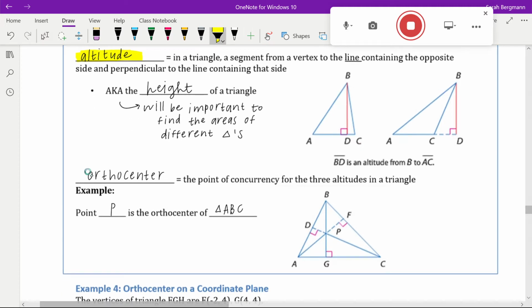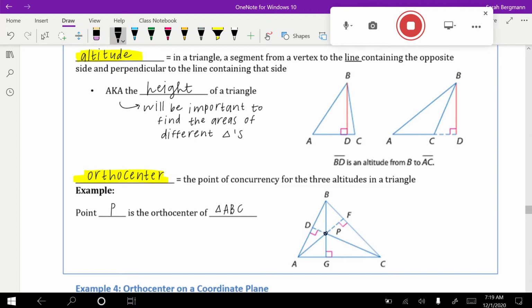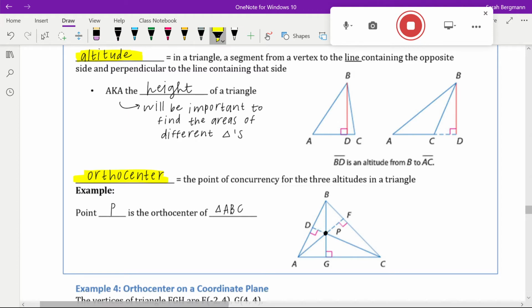You also should know the word orthocenter. This is the point of concurrency for all three altitudes in a triangle. So, for example, if we have the three altitudes shown here, segment AF, segment BG, and segment DC, the point where they meet is called the orthocenter.